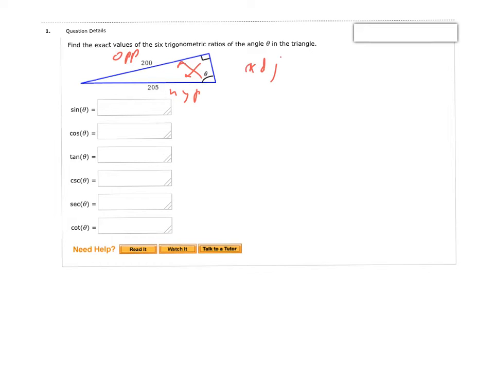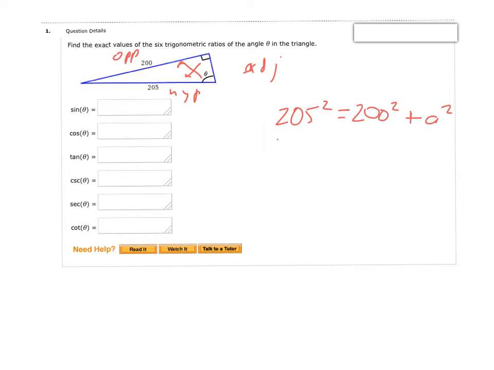So I first want to kind of find all the sides. So since I have 2 of them, I'm going to use Pythagorean theorem. So I got 205 squared equals 200 squared plus, and I'll just call it a squared. You can call it kind of whatever you want there. So I do not know 205 squared. So let's use a calculator for that.